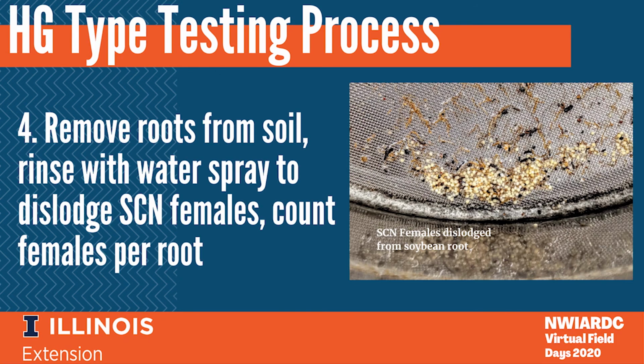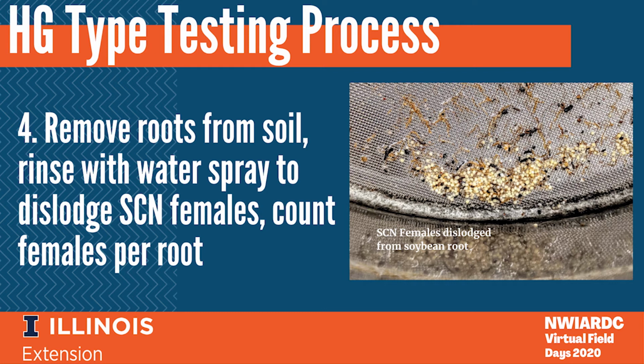And after that 30 days, the roots are removed from the soil and the soil is carefully washed away. And then we use a high pressure water spray to dislodge the females from the soybean roots. And we use a sieve like this to catch the females. Now this is a lot of females. Here are hundreds of females. So this is something that you would only see coming off of a soybean cultivar that is susceptible to SCN. But that's what the females look like when you dislodge them from the roots.